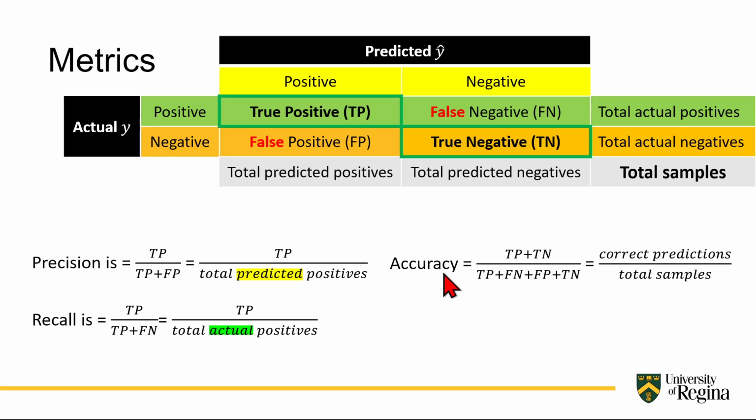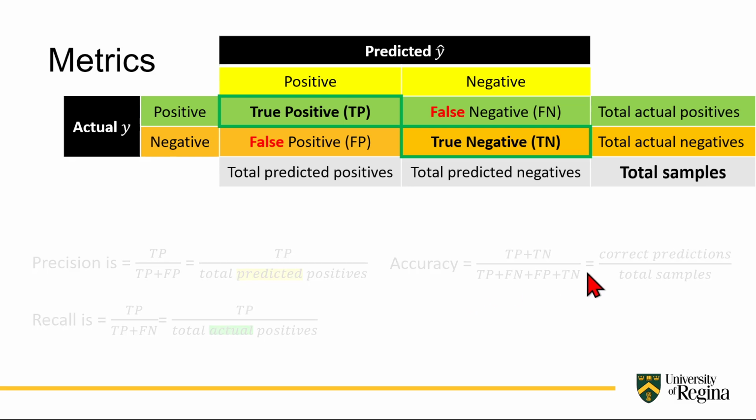Accuracy is defined as the total correct predictions, which is the TP plus TN, the true positives and true negatives, over the whole total number of samples, which is the combination of all other terms.